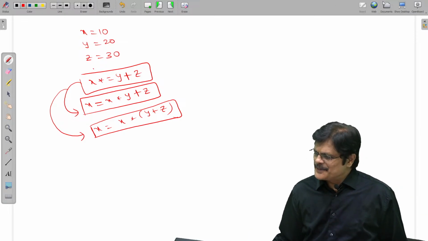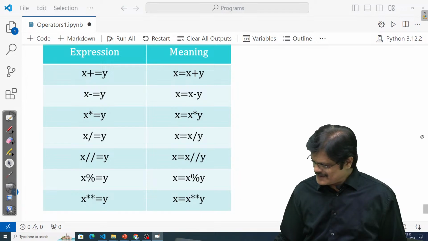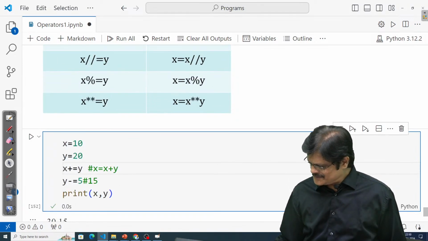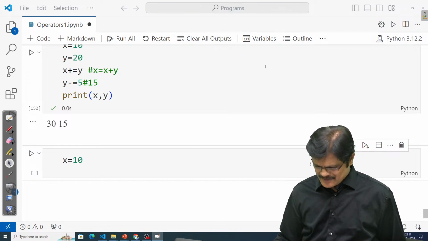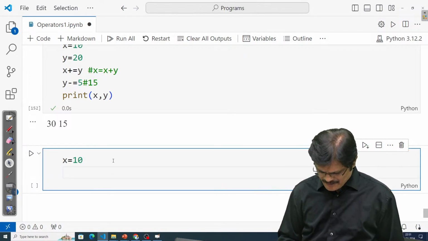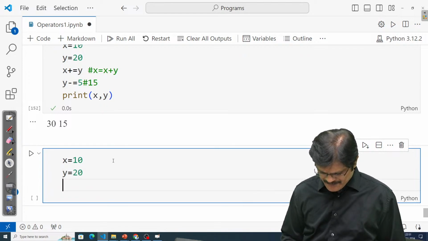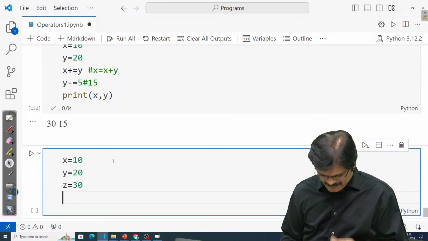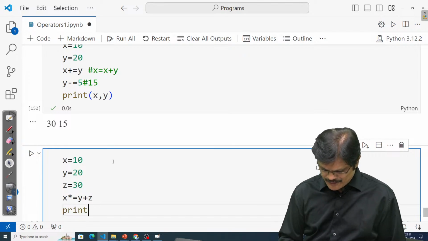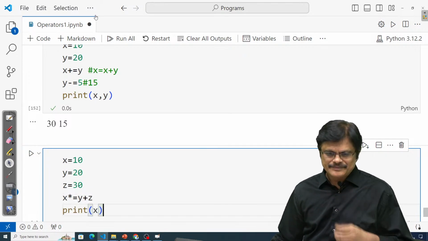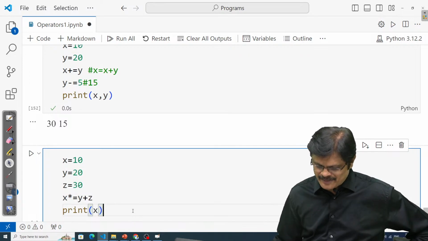So let us try this. You check your answer. Let me give you that result here. x is equal to 10, y is equal to 20, z is equal to 30, then x into is equal to y plus z. So I want to know what is the value of x after this. So this is the question, my dear friends.